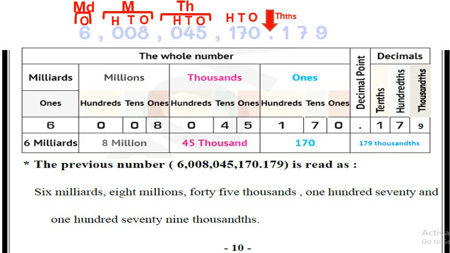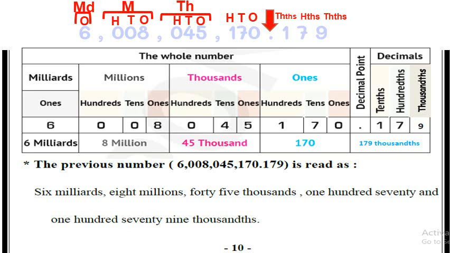As we said before, the first decimal place is tenths, the second decimal place is hundredths, the third decimal place is thousandths. Now let's put these digits in the place value chart. In the place value chart we have ones, tens, hundred, then thousand family, millions family, milliard family. And now here the decimal point in the decimal part, tenths, hundredths, thousandths.